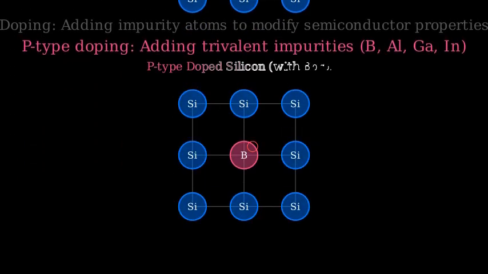When a boron atom replaces a silicon atom in the lattice, there's a missing electron, which creates what we call a hole. In P-type semiconductors, these holes act as positive charge carriers. When an electron from a neighboring covalent bond moves to fill the hole, it creates a new hole at its original position. This process allows current to flow through the semiconductor. In P-type semiconductors, holes are the majority carriers, while electrons are minority carriers.